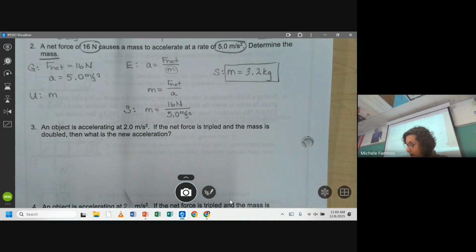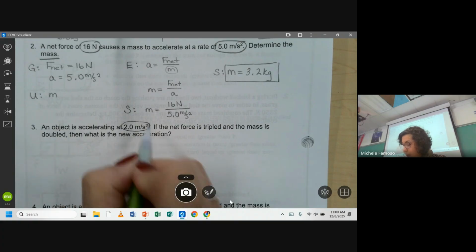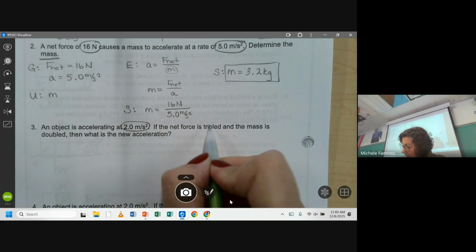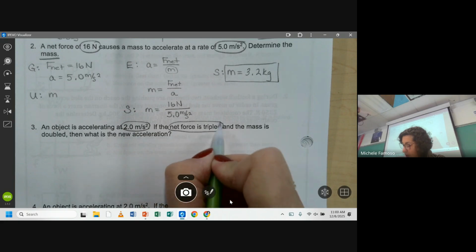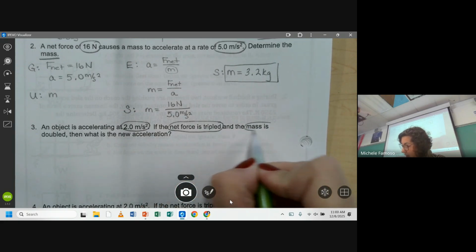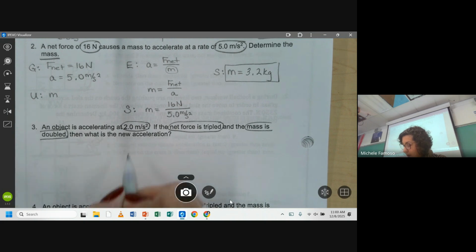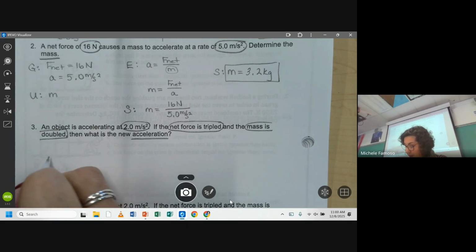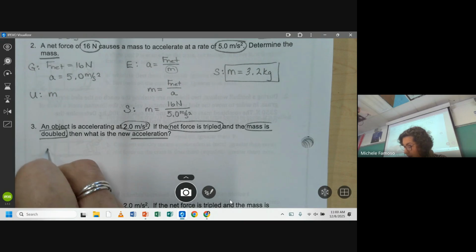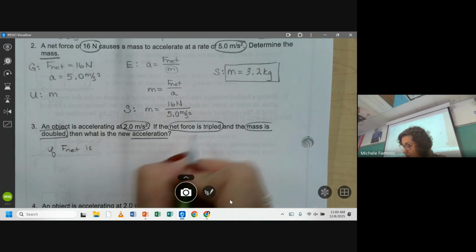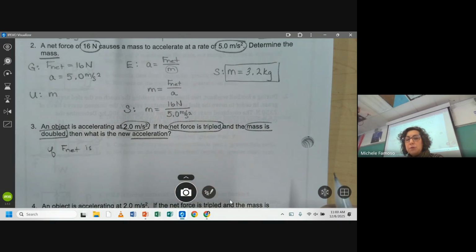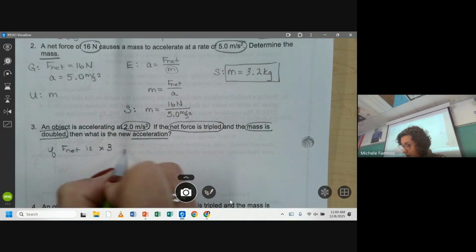Okay, number 3, we have an object that's accelerating at 2.0 meters per second squared. Now, the net force is going to be tripled, and the mass is going to be doubled. What's the new acceleration? All right, let's go through the relationships. So first thing I see is that the net force is being tripled. Bryce, what multiplication factor is that when you triple something? You're multiplying by 3. Okay.